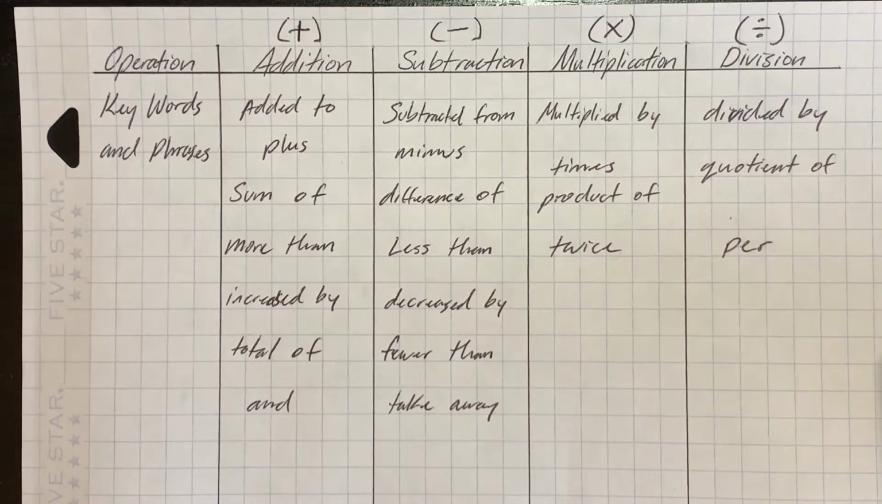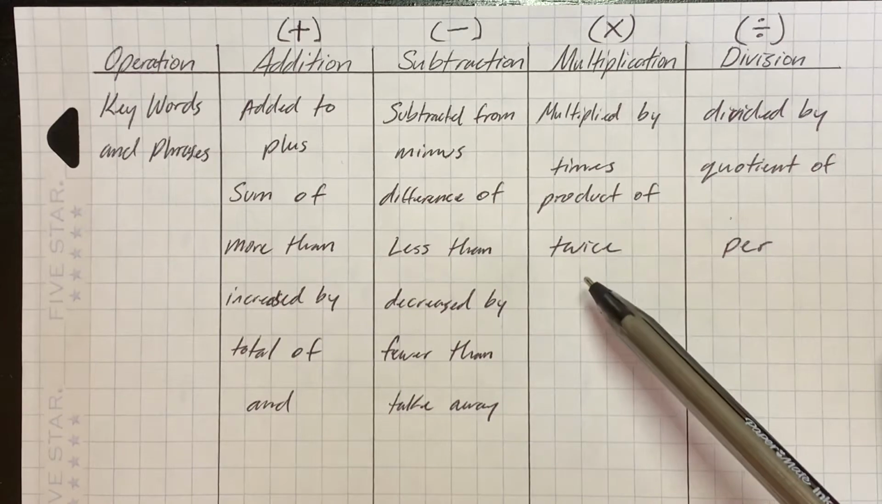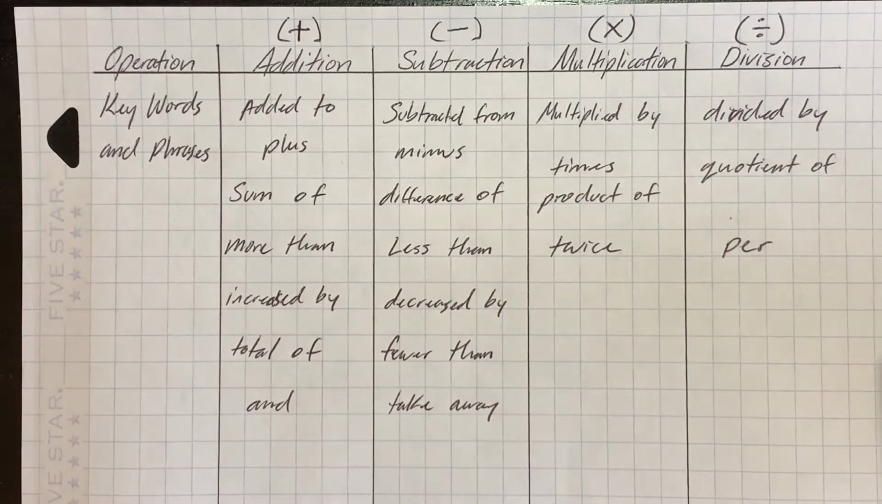The keywords and phrases that tell you to multiply are multiplied by, times, product of, and twice. They all tell you to multiply. And divided by, quotient of, and per all tell you to divide. Take a screenshot of that. I believe it was the Windows button, hold that down, and then F10 if you have a Chromebook. And if you have an iMac, iMac Pro, whatever, it's going to be Control, Alt, and 3.